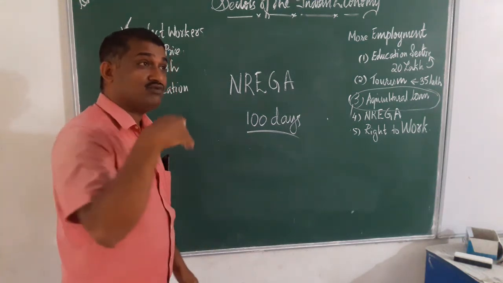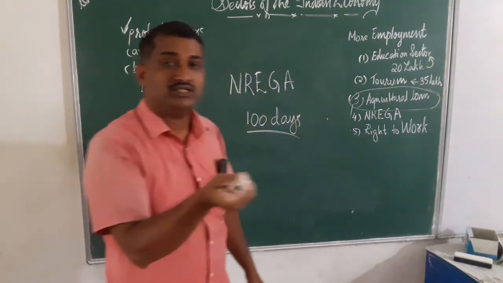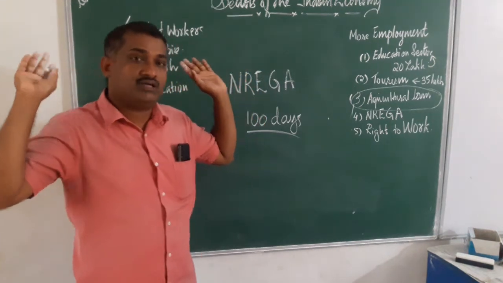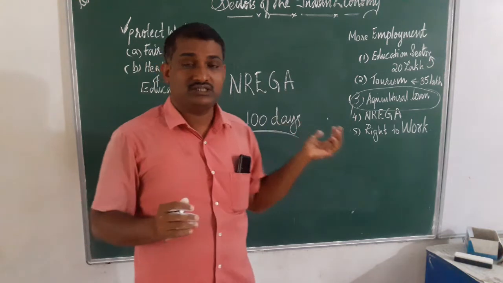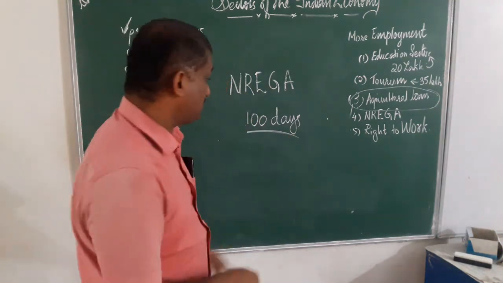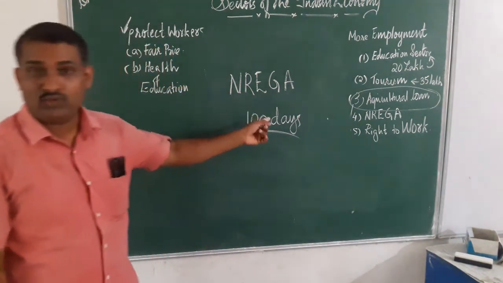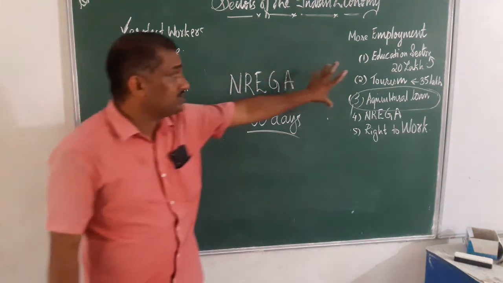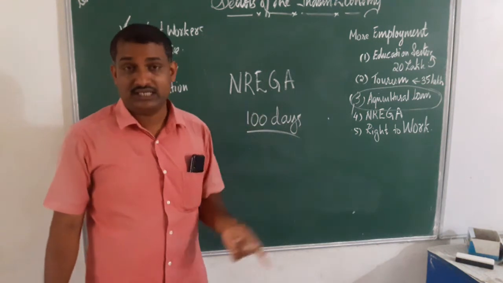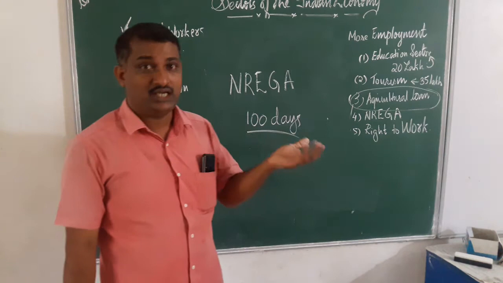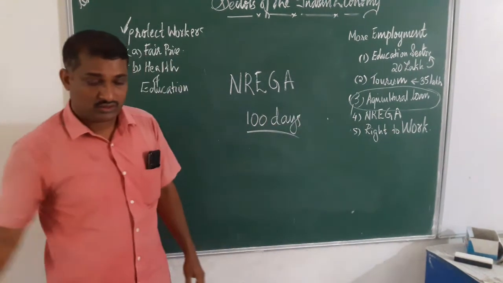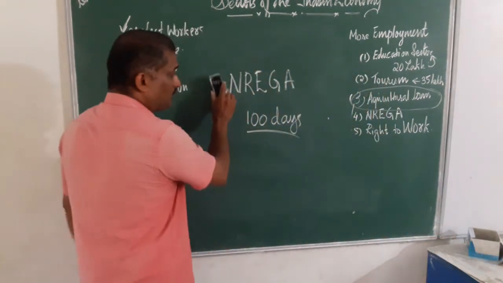Suppose the government does not provide 100 days of work to these people; definitely the government will give compensation for these 100 days of work. At least the household member will get 100 days of work. In rural areas, the government is ready to give this guarantee of 100 days of work. Whether or not the government fails to give the work, compensation will be provided. I hope you understood the National Rural Employment Guarantee Act. That is also provided by our government. Through these activities, the government is giving more employment to the people. 100 days of work will be provided in a year, and if the government fails, compensation will be provided through the bank account.